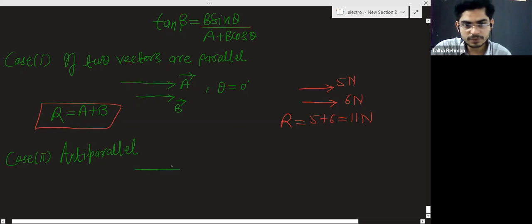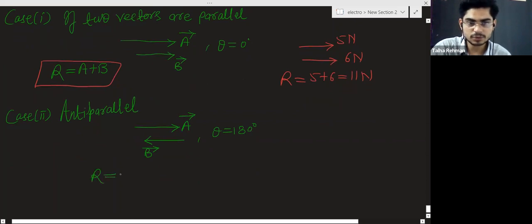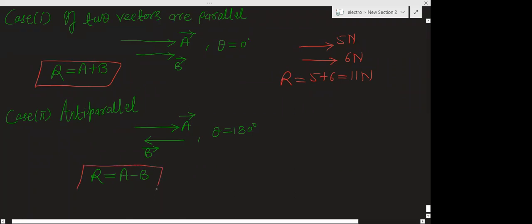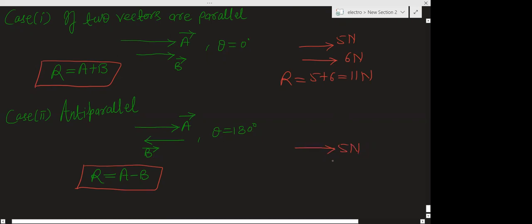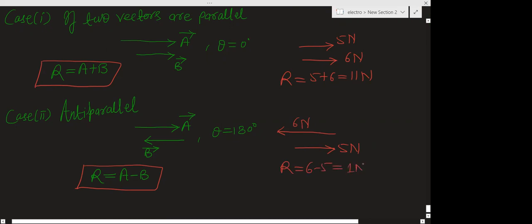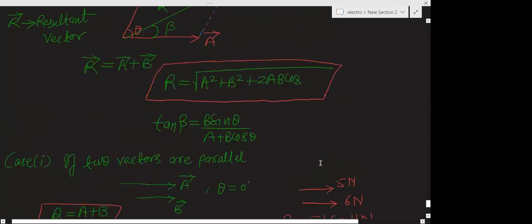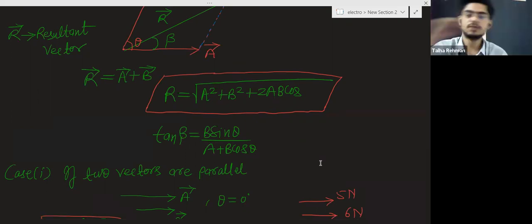Yeah. So suppose A vector is in this direction and B vector is in this direction, so the angle between them, theta, will be 180 degree. And simply you don't go for that formula. Write R equal to B minus A. Like, for example, if here is 5 Newton, here is 6 Newton, and someone asks you what is the resultant, what will you do? B minus A. Okay. Yes, sir.